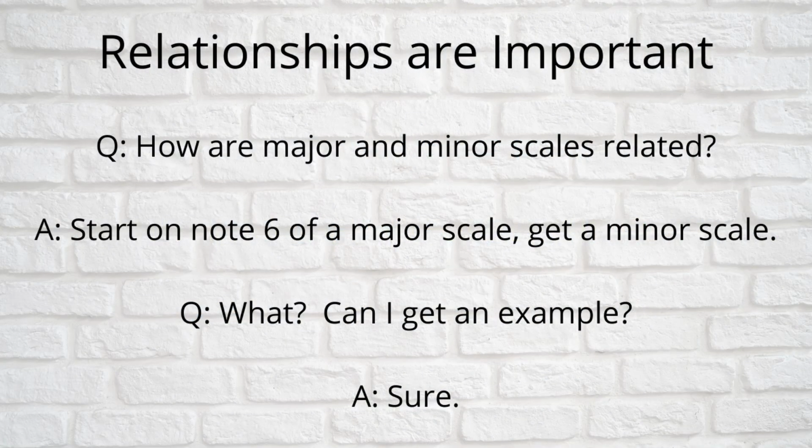So our first subtopic is the relationship between major and minor scales. So you want to know how major and minor scales are related? Well, the simplest answer is that if you start on note 6 of a major scale, you will get a minor scale. And we'll do an example because you obviously want one.